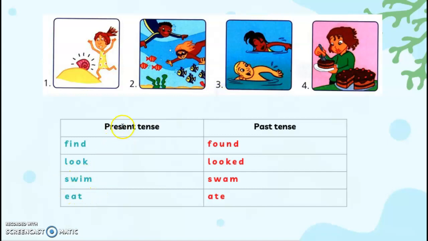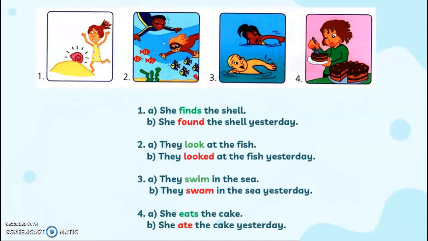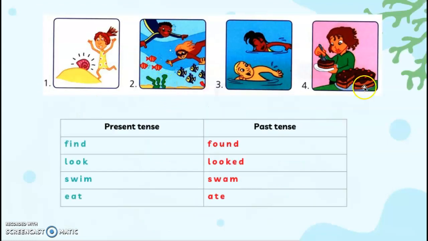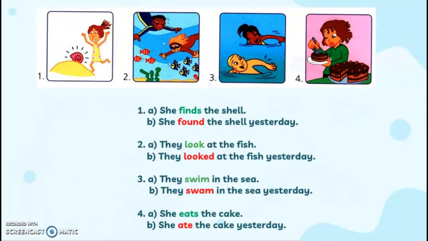And then the third picture, a girl and a boy swim in the sea. So swim for present tense. For past tense we say swam. And then the last one, a girl is eating or enjoying her cake. So eat is for present tense and past tense will be ate. Okay, so let's look at the example, how to make the sentence. Just now was just the verb or the action that they do. Now we'll look into the sentence.